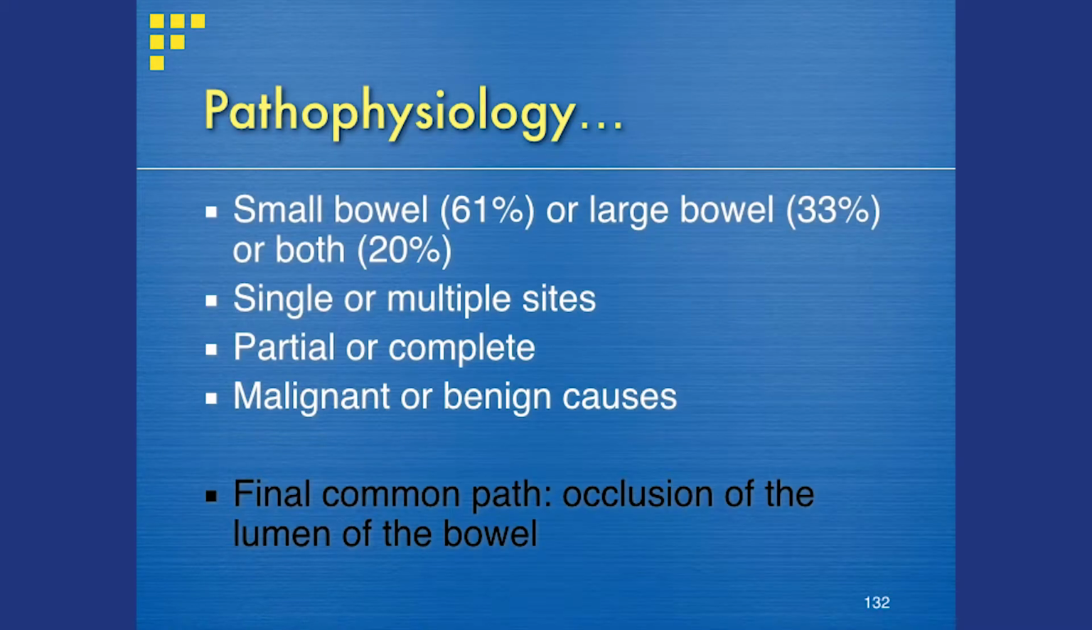Small bowel is most common. Large bowel also, it's often mixed or both. It can be single or multiple sites of obstruction. It can be partial or complete. That's not always easy to tell. And it can be malignant or benign causes. The common thing is occlusion of the lumen of the bowel.